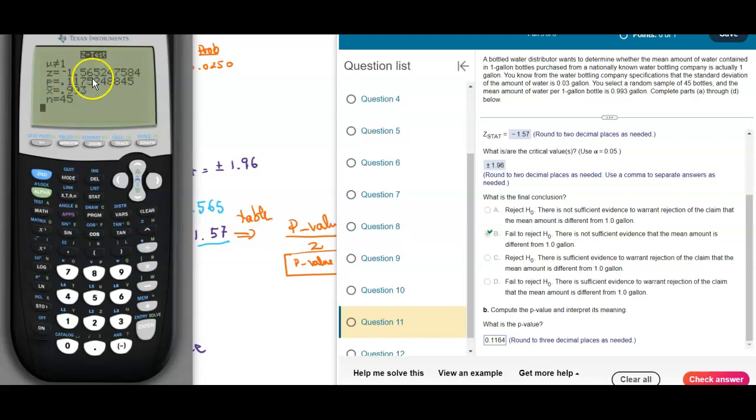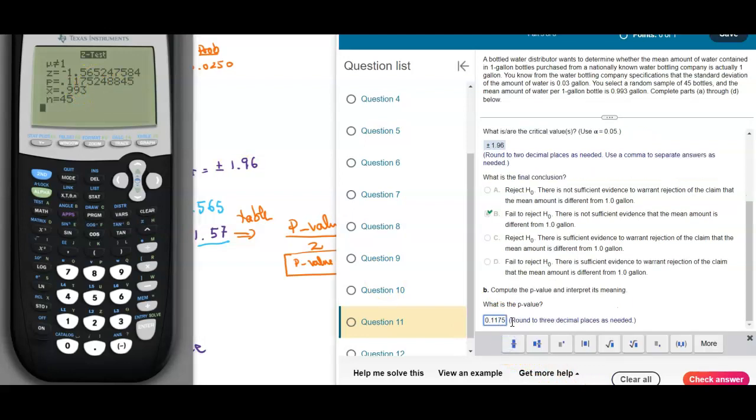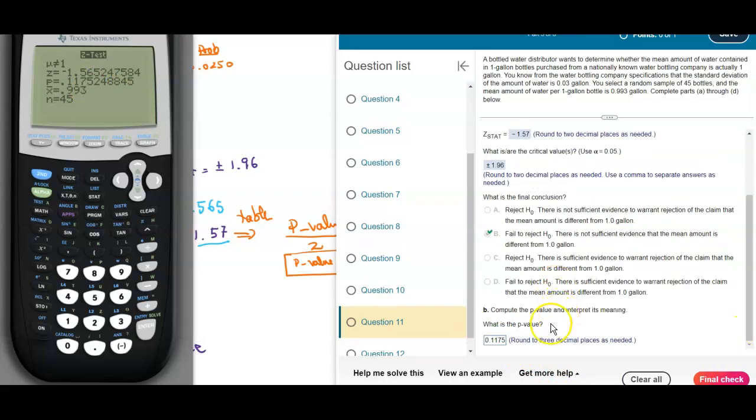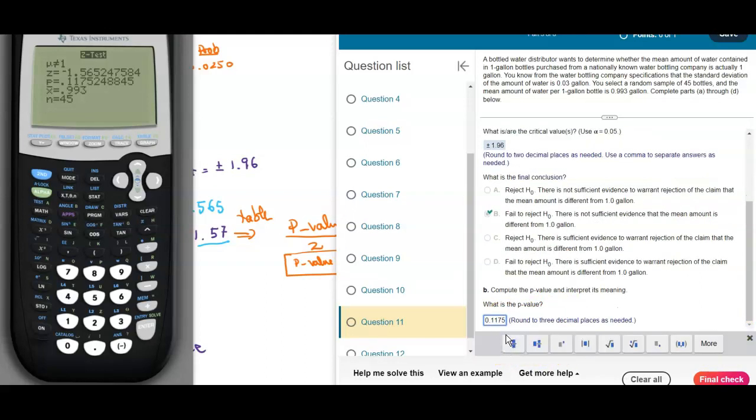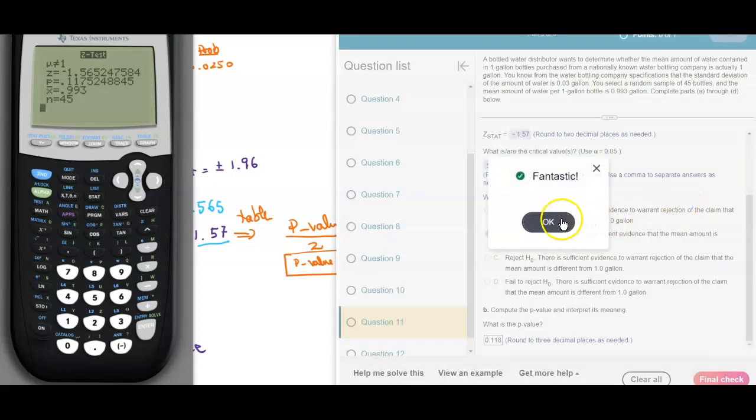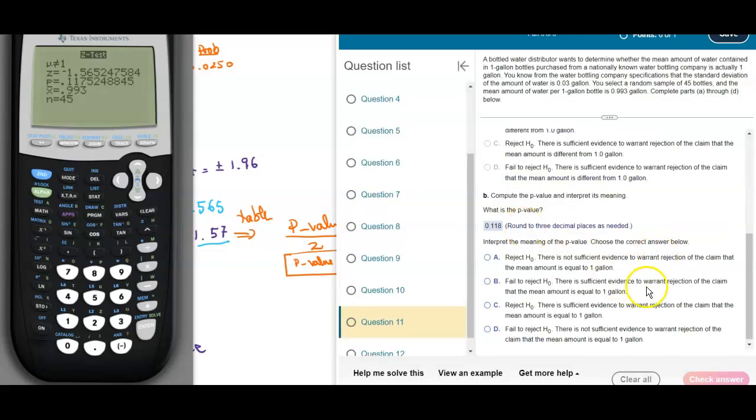All right, we'll talk about it. The p-value here is going to be slightly different, which is 11.75. So that's what I'm going to enter right now, 11.75, and I'm going to check it. Oh, round to 3 decimal points. If I round to 3 decimal points, it's going to be an 8 here. So still wrong. So check, and that's correct. Okay. Now, that's how you use the calculator, right?